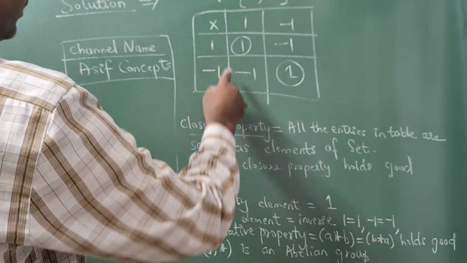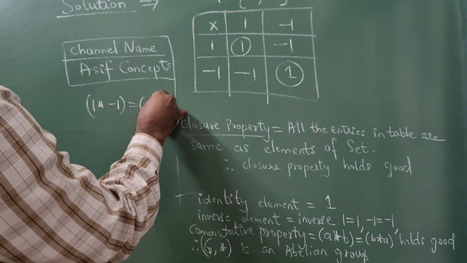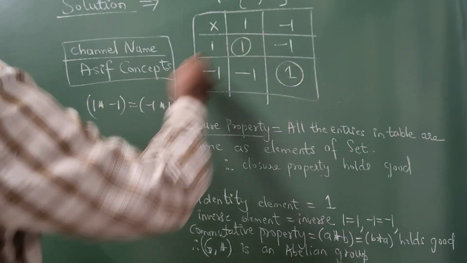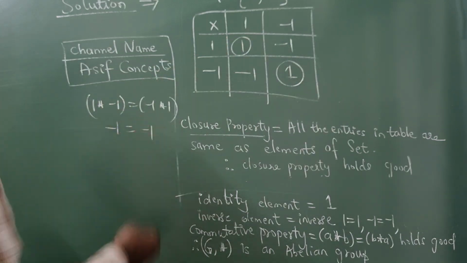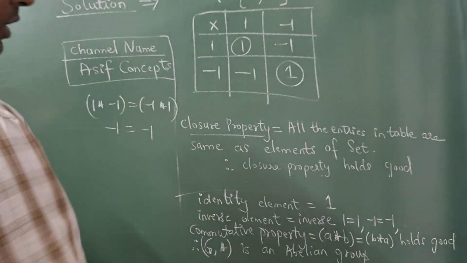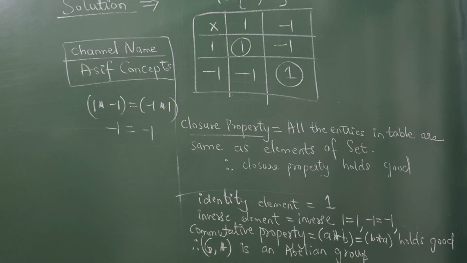Okay, let me prove here. 1 star minus 1 is equal to minus 1 star 1. So how much will it be? Minus 1 is equal to minus 1. So commutative property also holds good. Therefore G comma star is an abelian group, or square roots of unity form an abelian group under multiplication. This is how you need to write. I hope you understood all the three: one is cube root, one is fourth root, and one is square root.